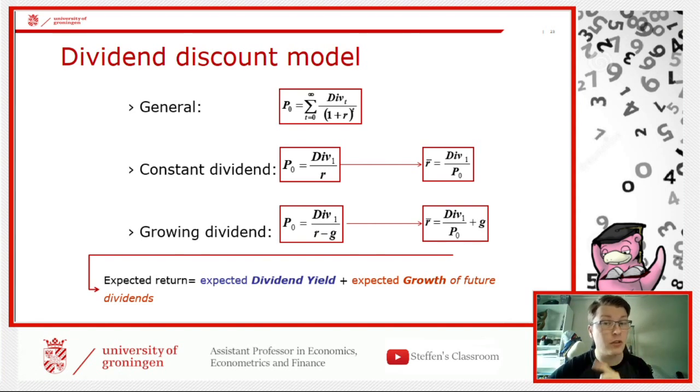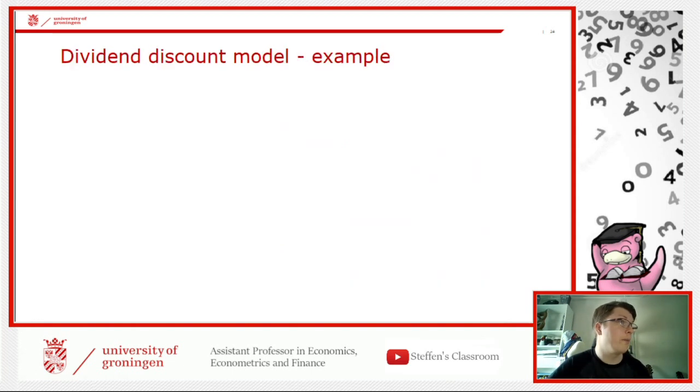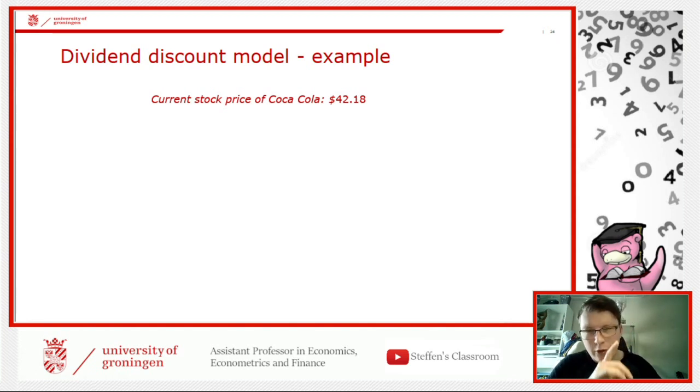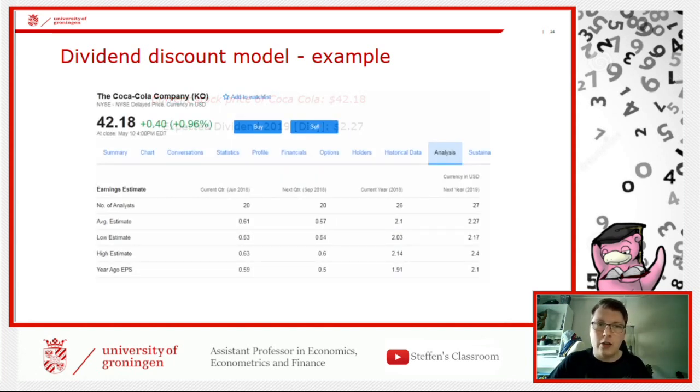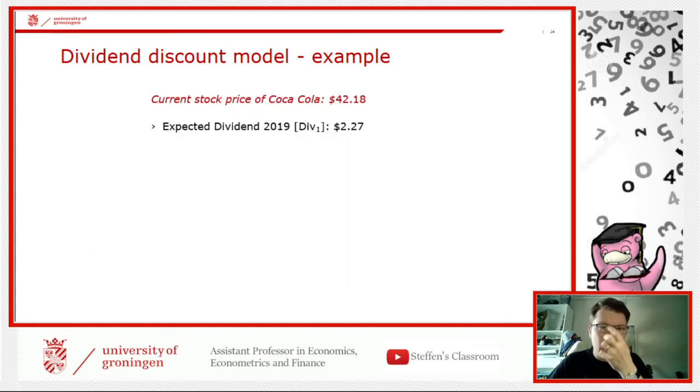But let's go on to the next couple of things we have here for you. So let's do an example. We love examples because they put things into context. So we have the current stock price of Coca-Cola. That's 42.18. That's the current price for this example, right? So first of all, where did I find it? Well, you can just find it on Yahoo Finance or whatnot. And again, I have here the expected dividend yield. So this is a nice 2018, 2019 example. I should really update it, but the point stays exactly the same.